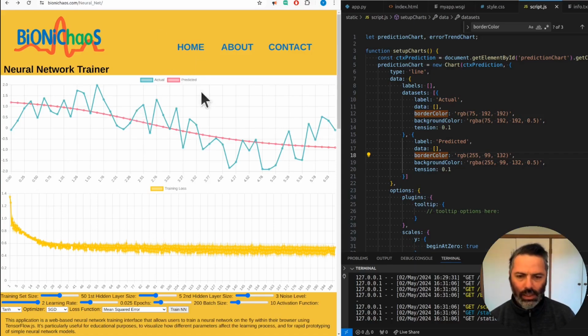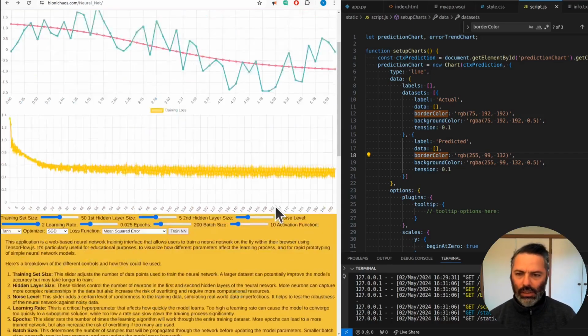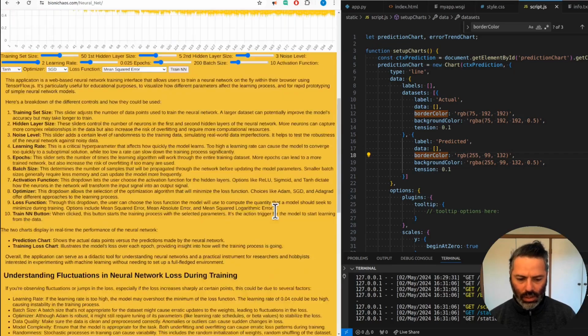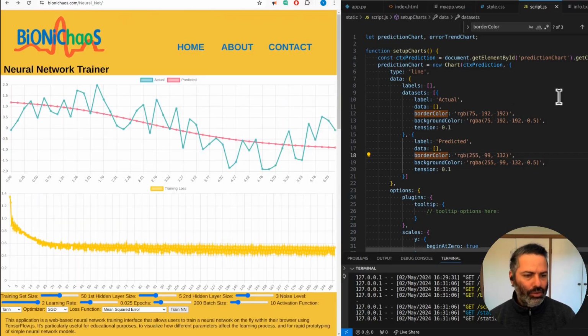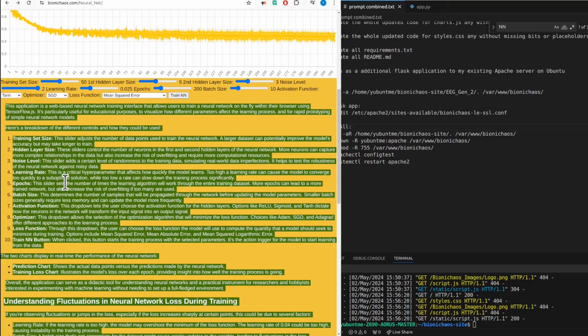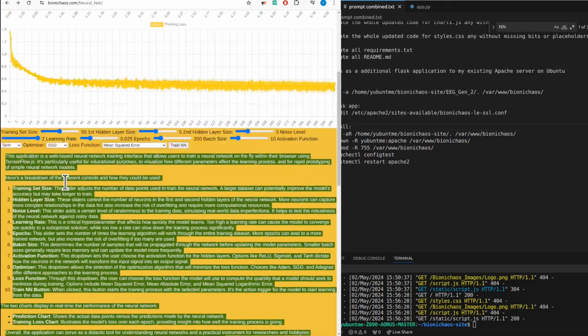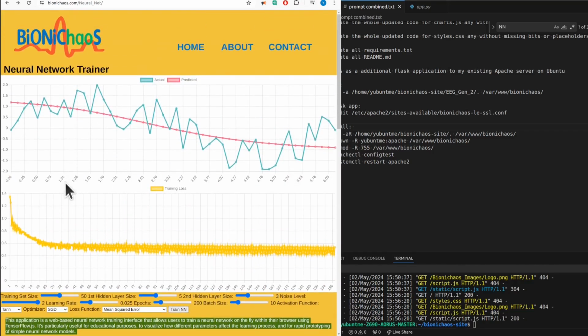But this is deployed. This is in production. You have this description that you can read. This application is a web-based neural network training interface that allows users to train a neural network on the fly within their browser using TensorFlow.js. It's particularly useful for educational purposes, to visualize how different parameters affect the learning process, and for rapid prototyping of simple neural network models. Here's a breakdown of the different controls and how they can be used.